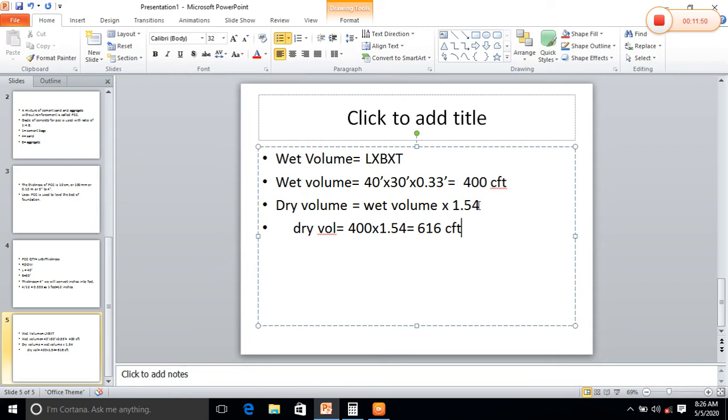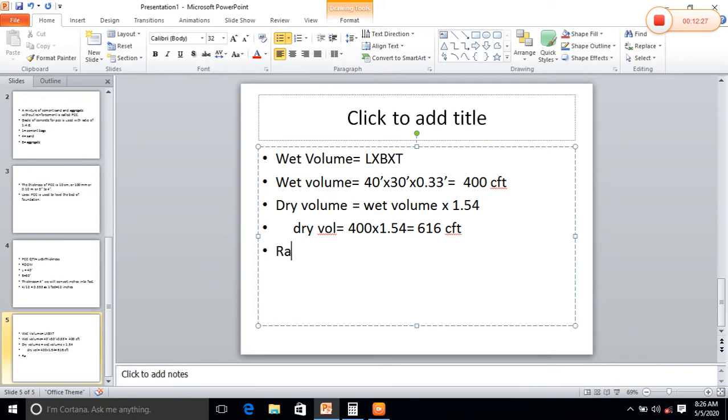So now what is 1.54? It's a constant value and we will solve this value in the upcoming lecture. Okay, we will do calculation of 1.54 factor in the upcoming lecture, or maybe at the end of this lecture. Okay, don't worry about that. So dry volume will become 616 cubic feet.